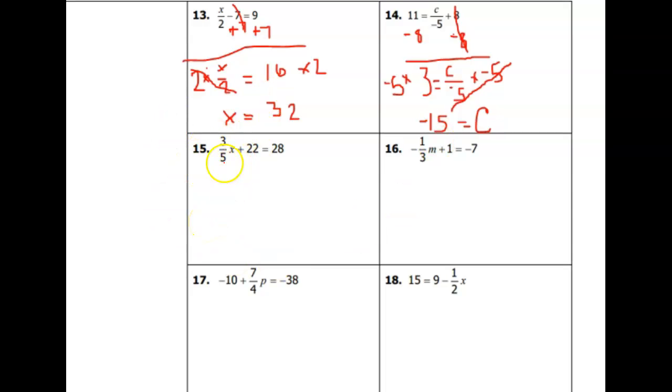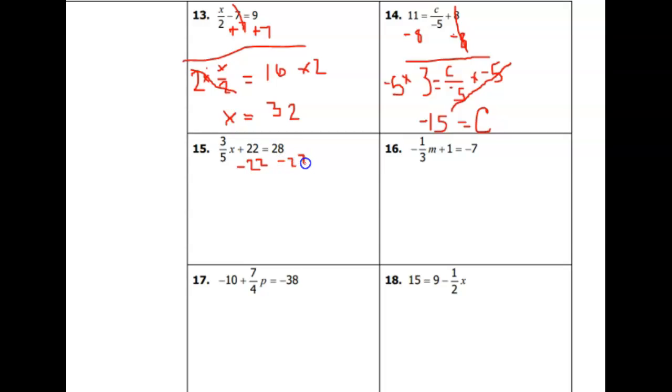And now we have a whole fraction being multiplied by x. We're not going to be scared. Remember, when we see fractions, we just multiply by the reciprocal, okay? So this is 2 steps. First, I got to get rid of the 22. That's being added. So that means that I'm going to subtract 22 from both sides, right?